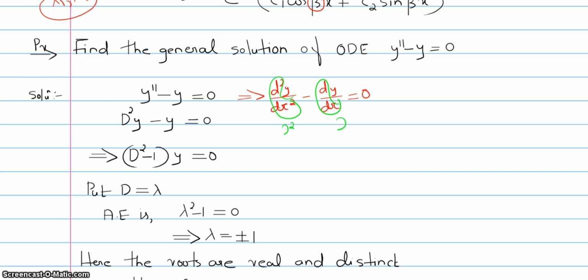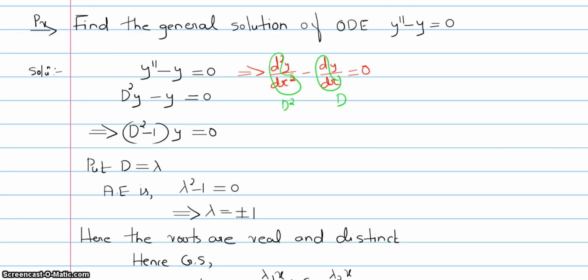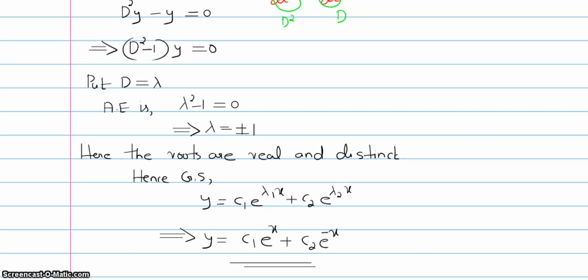So we get D square y minus y equal to 0. Now take this y as common outside, we will get D square minus 1 of y equal to 0. Now replace the capital D by lambda. We will get the auxiliary equation as lambda square minus 1 equal to 0. So the roots are plus or minus 1.